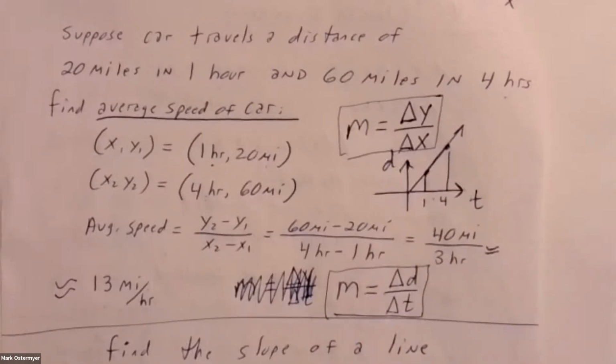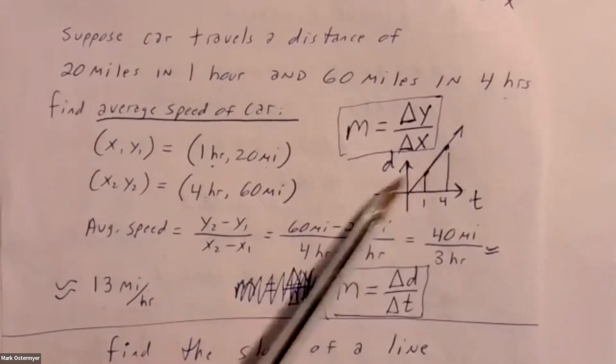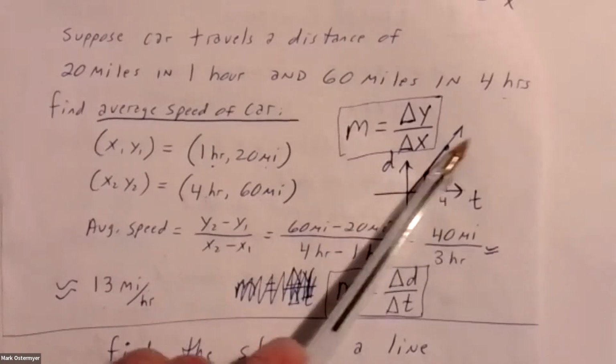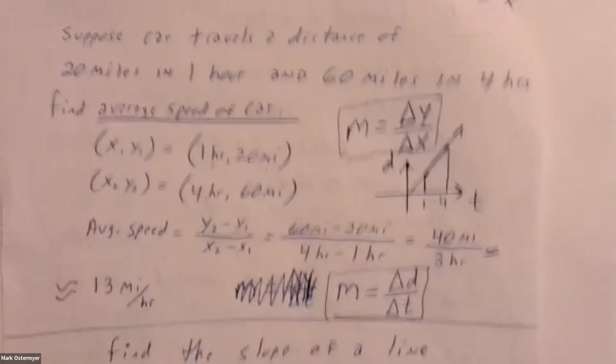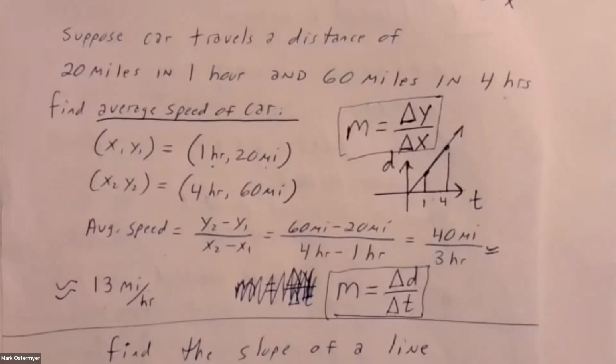But that average rate of change of distance versus time is really the slope of this little line segment here in this distance versus time graph. Did that make any sense there? That example?